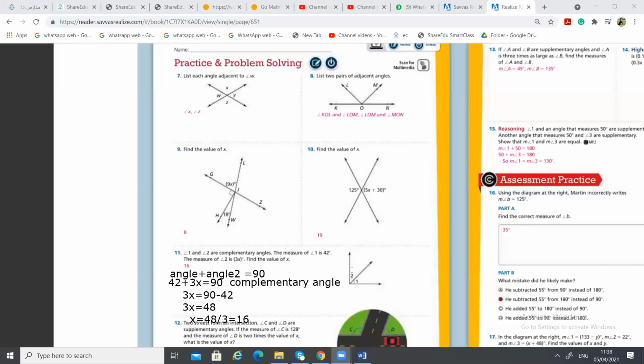Listen to me very carefully, guys. This is a complementary angle. When you add angle 1 plus angle 2, you get 90 degrees. Angle 1 is 42. Angle 2 is 3x. So when you add 42 plus 3x, you get 90 degrees. And 3x equals 90 minus 42. 42 goes to the other side and becomes minus. So you get 48 and you divide by 3, you get 16.